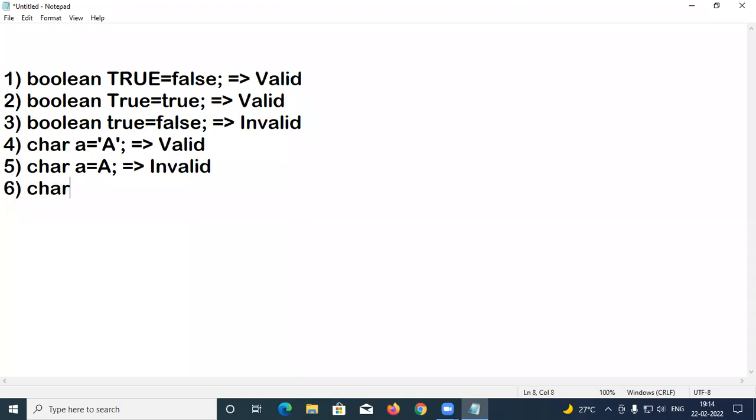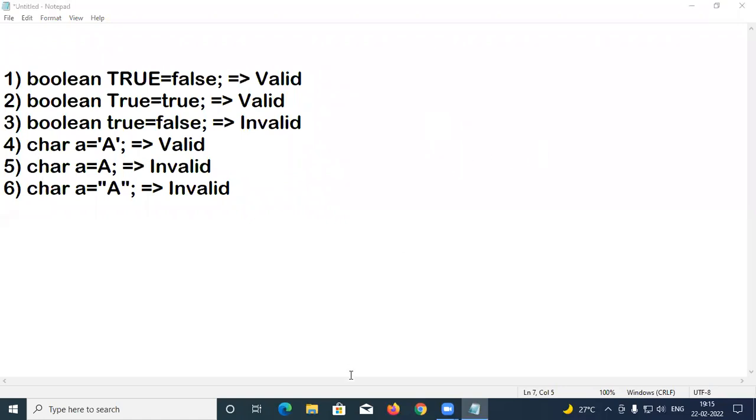Suppose char A equal to "A". Is it valid? It is also not valid. Okay. Invalid, because a character literal must be in single quotes. If you write double quotes, it is an error. Here, this is the data type keyword, already given. Here, identifier, variable. Here, literal. Okay. See, already given.